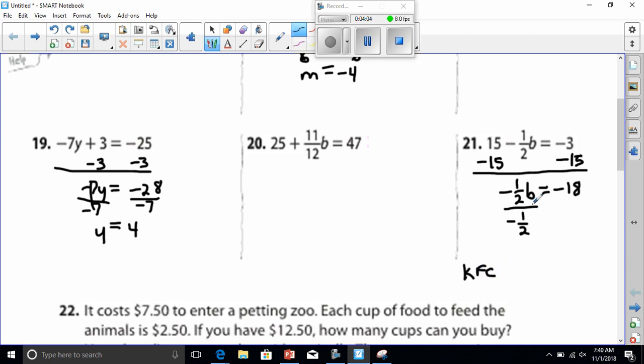or KCF for those who learned it earlier a different way, which means I keep my top number the same and I'm going to flip my bottom number, which means I'm really going to multiply my number by a negative 2/1. I'm keeping my top number the same, I'm flipping my bottom number upside down, and I am changing from division to multiplication. But whatever I do to one side, I have to do to the other.